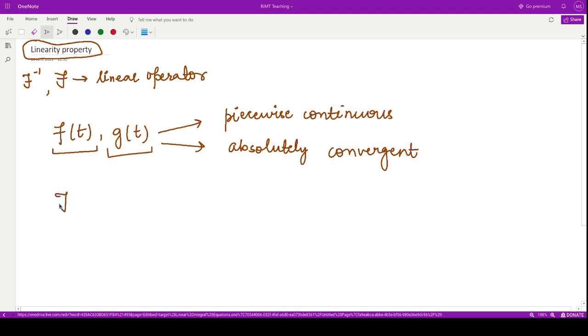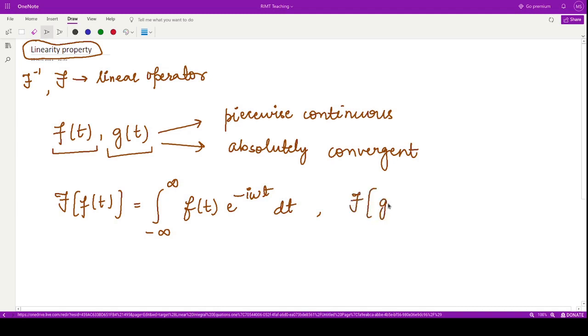What would be the Fourier transform of the function f of t? We already know, using the definition, it would be the integration from minus infinity to infinity of f of t e to the power minus iota omega t dt. Similarly, the Fourier transform of the function g of t would be the integration from minus infinity to infinity of g of t e to the power minus iota omega t dt. So we just have a change in the function here.